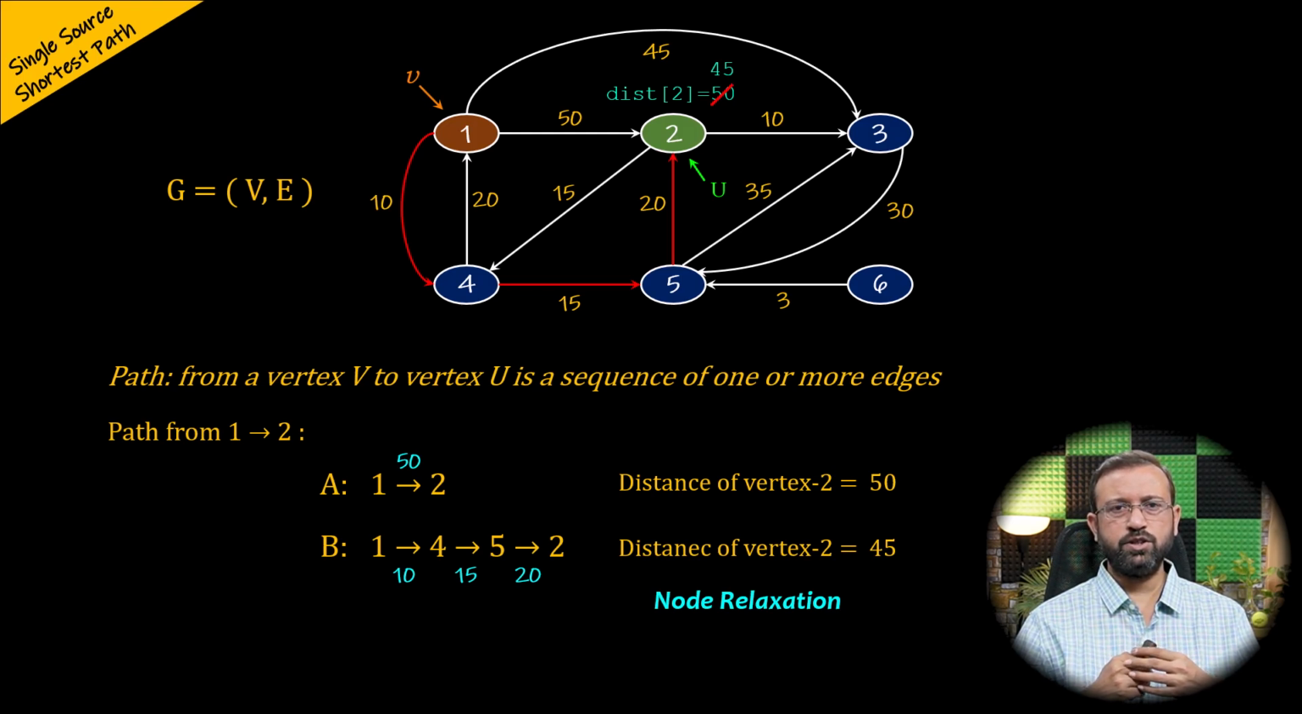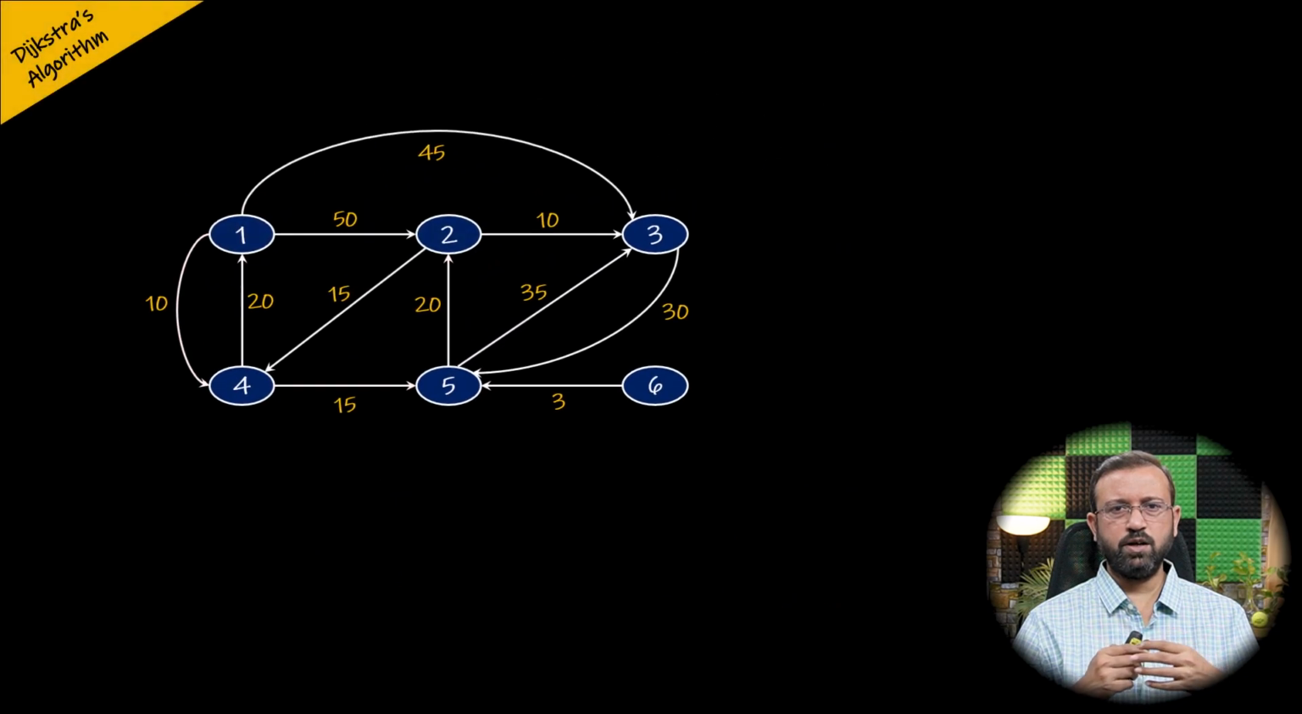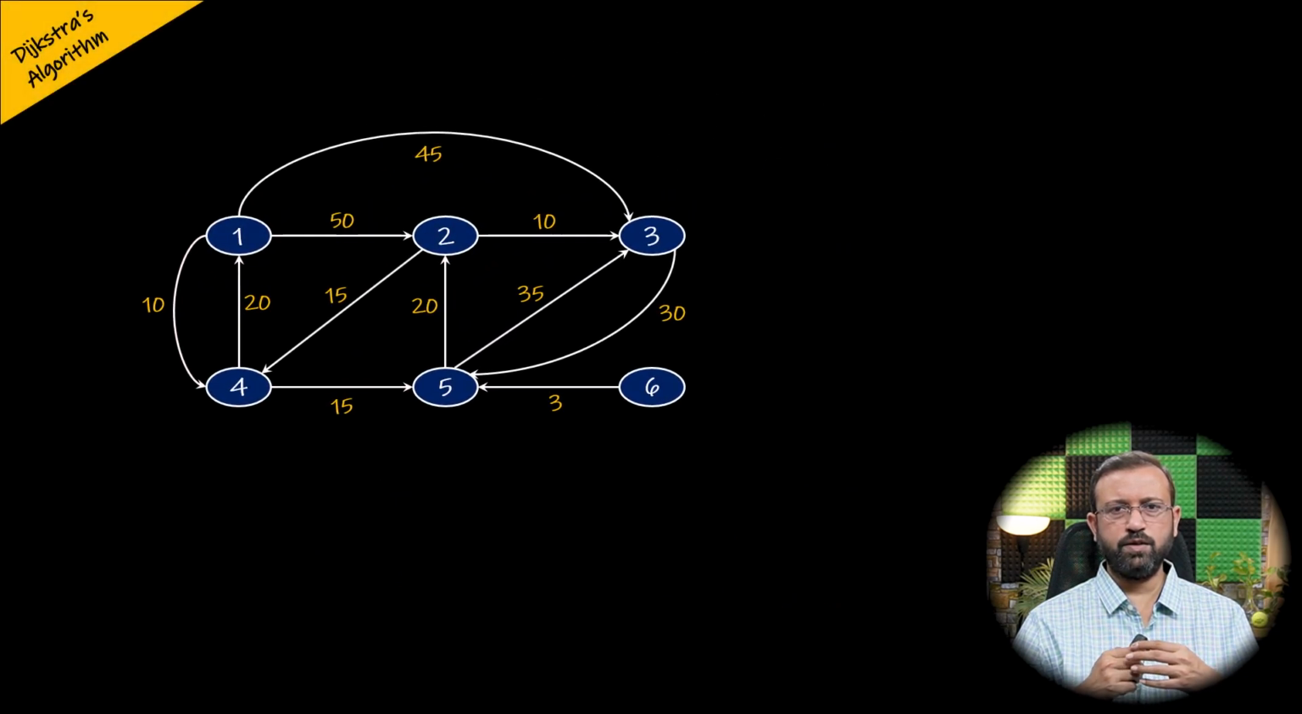In general, the shortest distance or path from a vertex V to vertex U in a weighted graph is the minimum length of all the paths from U to V. So, we will apply Dijkstra's algorithm to find the shortest path from the source vertex V to all the other vertices of this graph.